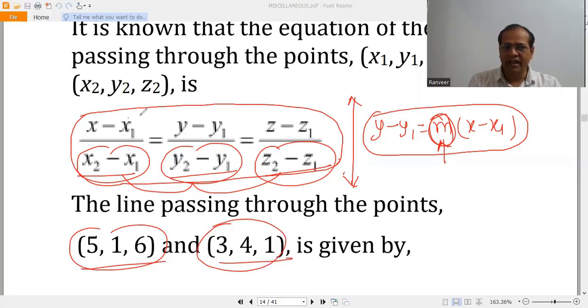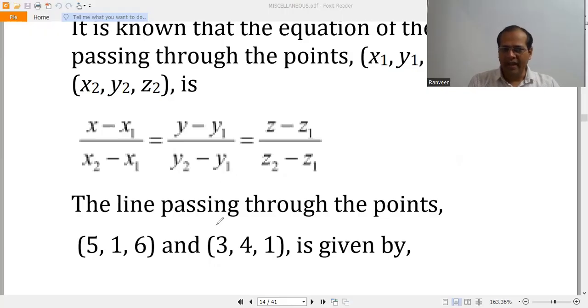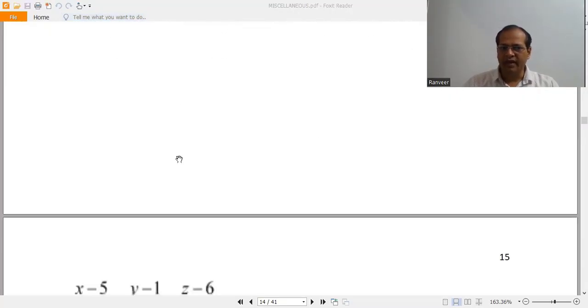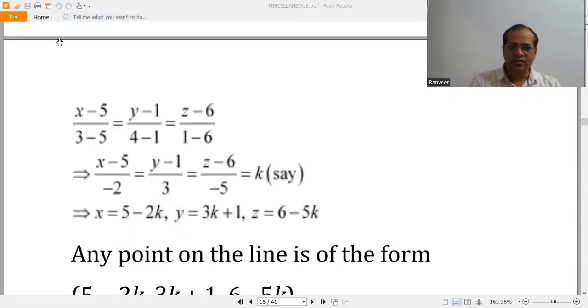And after that, x1, y1 and z1, any one point we can take and find out the equation of the line. So this is the major concept. So the line passing through the point (5, 1, 6), for this we can find the equation of the line. So we just have to substitute x minus 5, y minus 1, z minus 6. This is the one point we took from the two given points.